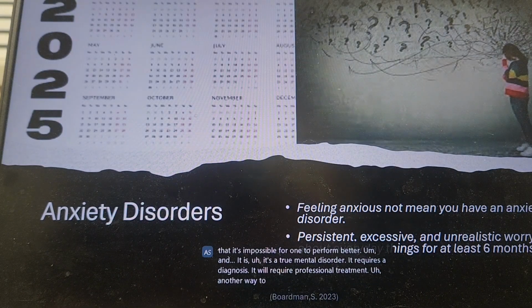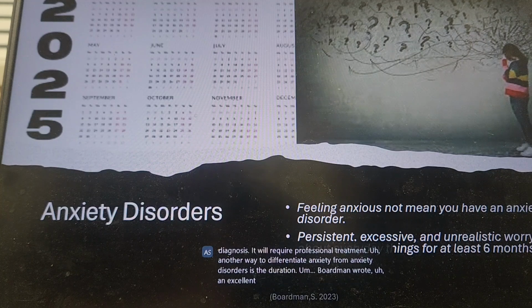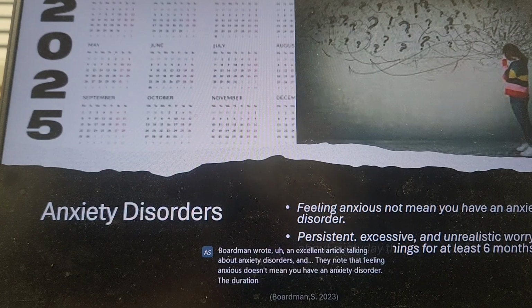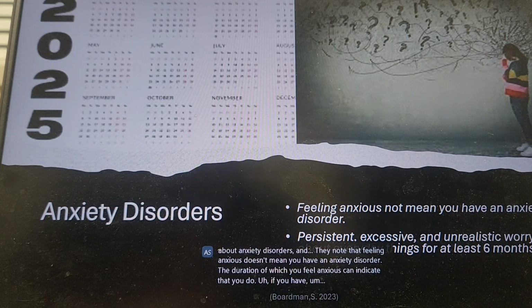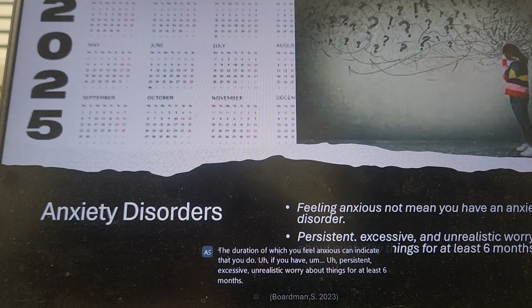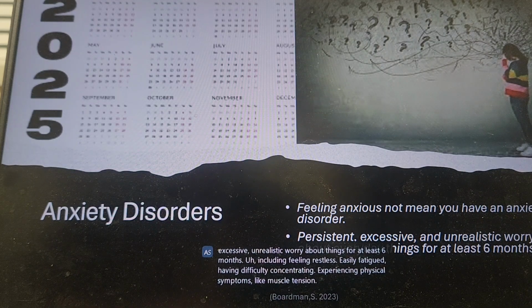Another way to differentiate anxiety from anxiety disorders is the duration. Boardman wrote an excellent article talking about anxiety disorders, and they note that feeling anxious doesn't mean you have an anxiety disorder. The duration of which you feel anxious can indicate that you do. If you have persistent, excessive, unrealistic worry about things for at least 6 months, including feeling restless, easily fatigued, having difficulty concentrating, experiencing physical symptoms like muscle tension, that's a disorder, especially when it goes on for so long.